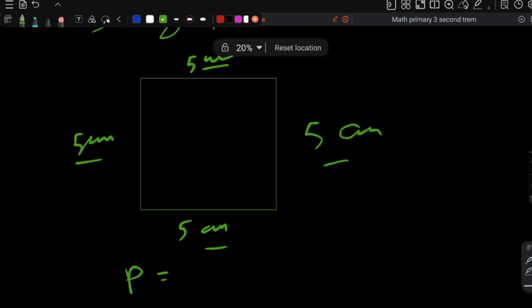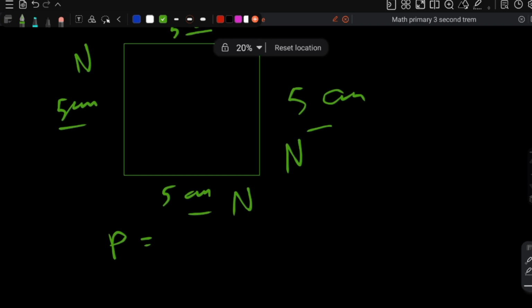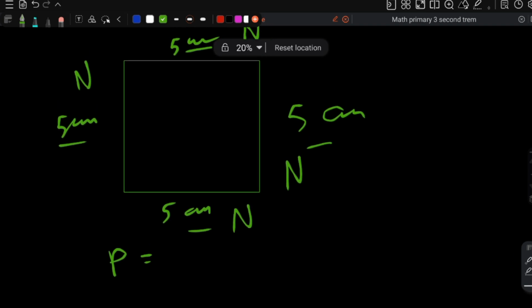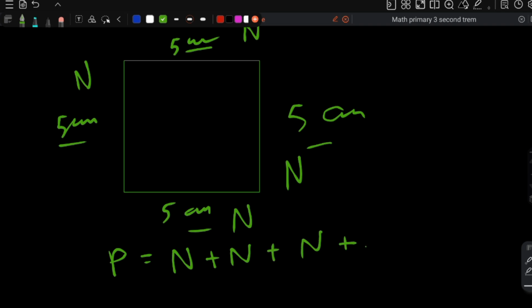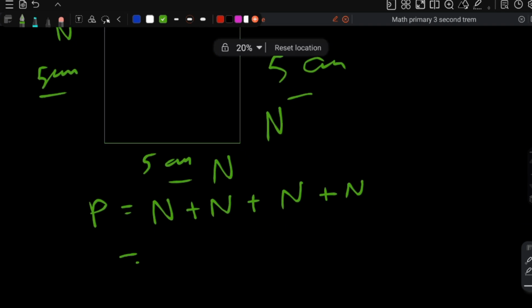You can consider this side like the letter S, and this one S, and this one S, and this one S. Or let's change this letter, I hate S. We can make it N for Nemat. N for Nemat, N for Nemat, N for Nemat. So to find the perimeter, we are adding these lot of n's, n plus n plus n plus n. So we have 4 n's now because we have 4 sides. So we have the letter n repeated how many times? Yes, exactly, 4 times n.